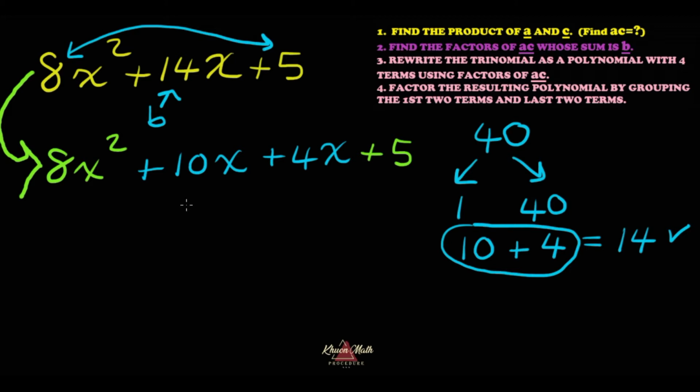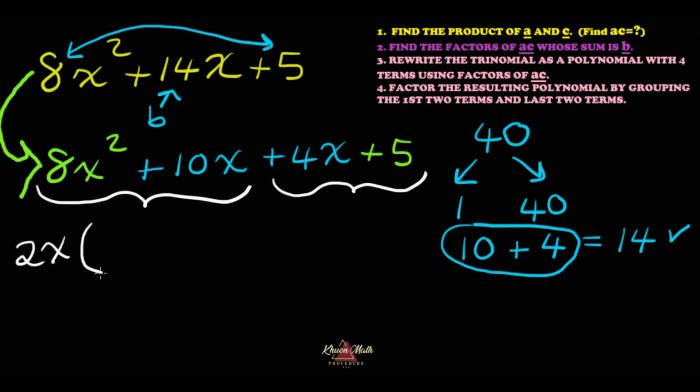Okay, so next thing we have to do, that's step number 4, factor the polynomial by grouping. So we're going to group the first two terms and then the last two terms. So here's the first two terms, so that's one group, and then here's the other group, last two terms. Okay, we're going to factor this by taking our greatest common factor. So your greatest common factor is going to be 2x.